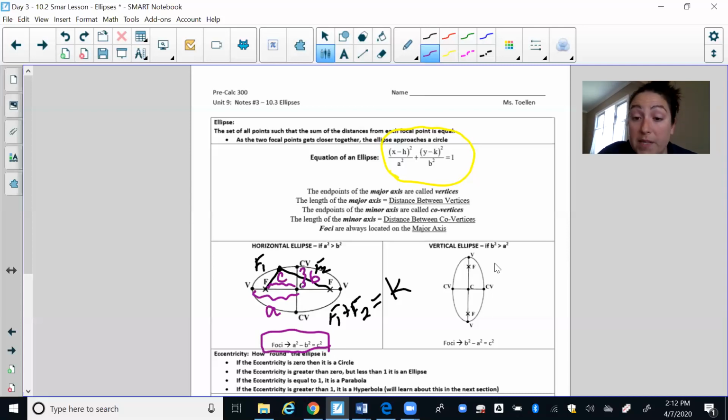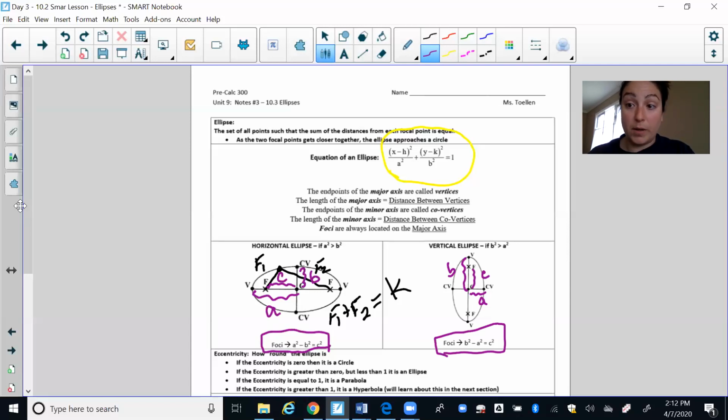If we have a vertical ellipse, that will be when our b squared value is greater than our a squared value. So that means that our vertices now are up-down, and our covertices now are right-left, since b squared is now greater than a squared, which means that our foci will then be up-down, so that distance is c. And our equation to find our foci changes a little bit. Since b squared is now greater than a squared, we have b squared minus a squared equals c squared.